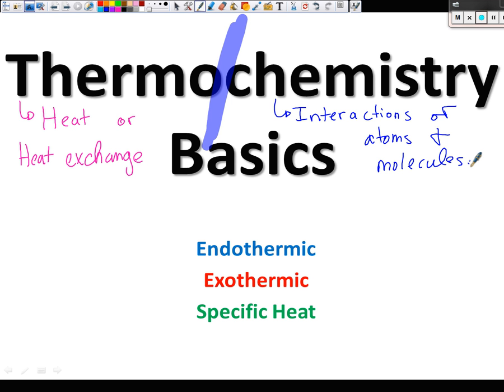Thermochemistry basics. Now the basics means we're not going to get into the depth that we normally go. If any of you decide to take AP, which I want several of you to do, we'll spend an entire unit on thermochemistry, and you'll learn the depth of it. We're going to just hit the high points. So, thermochemistry is the heat and heat exchange of atoms and molecules. We're going to talk about 3 major things in this topic: endothermic, exothermic, and specific heat. Those are the 3 main things we're going to look at in this little chapter.